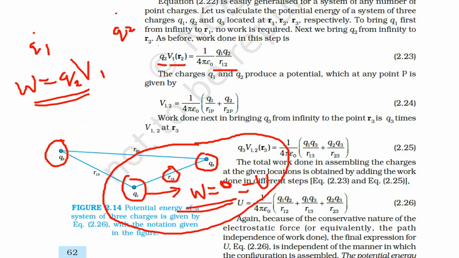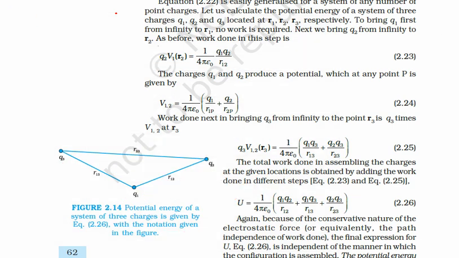Now let us see what will happen if we bring the third charge. Then it will be much clearer to you. Till this point it is okay. If we bring this third charge, it will have potential due to two charges, due to Q1 and due to Q2. So what would be the work done?